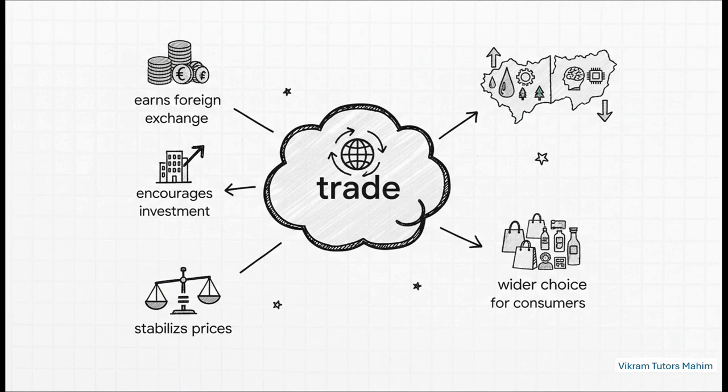But the real magic trick here is specialization. It lets countries focus on doing what they do best. So Brazil can go all in on coffee beans, South Korea can focus on electronics, and then everybody benefits by trading for the stuff they don't make. It's like a global division of labor that, when it works right, makes everyone better off.